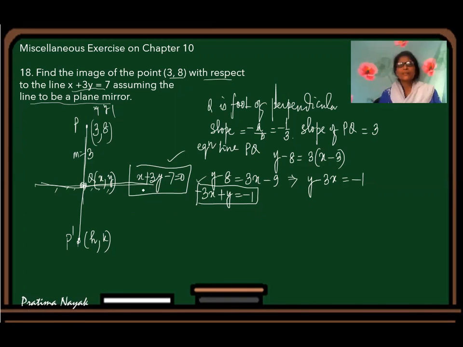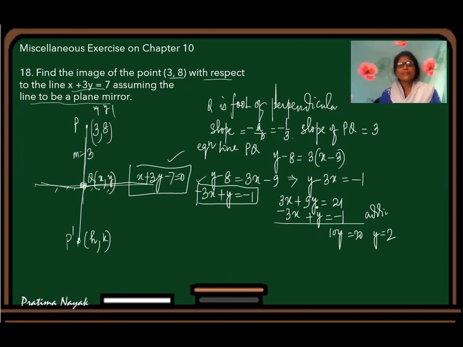So what I am doing, I am multiplying by 3 in this equation. So 3x + 9y = 21. I multiplied by 3. And here -3x + y = -1. I'll add them. Adding, how much will I get? I'll get 10y = 20. So y = 2.